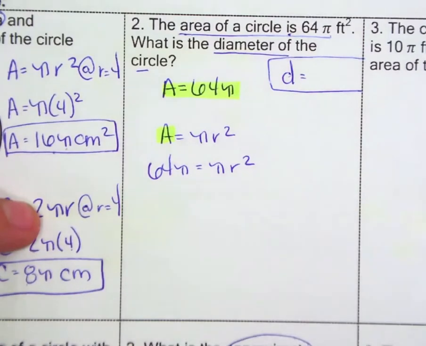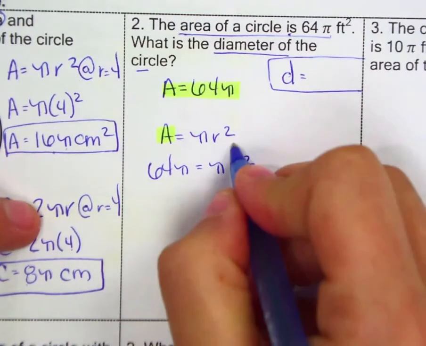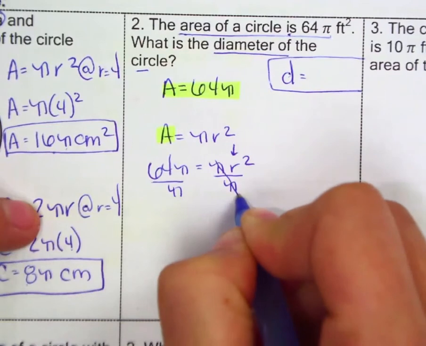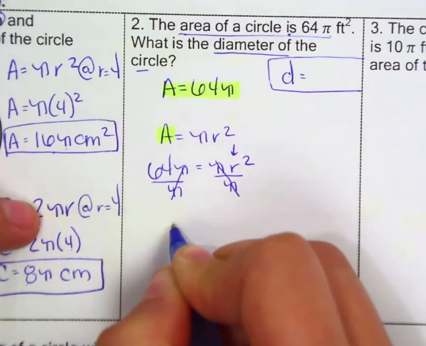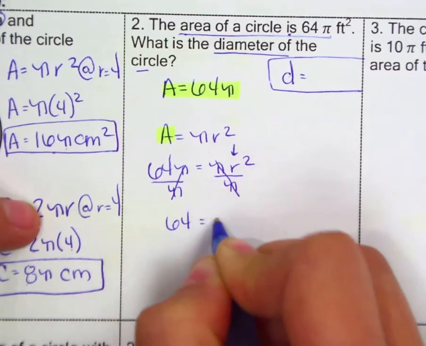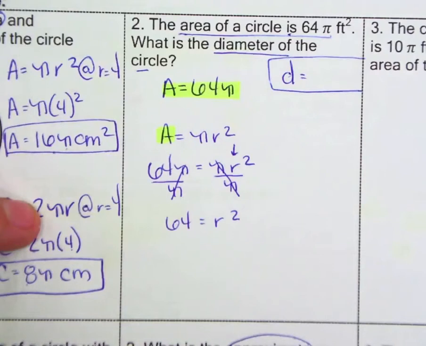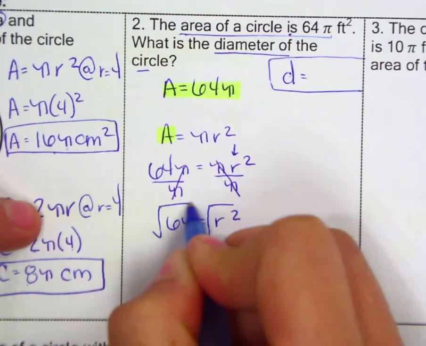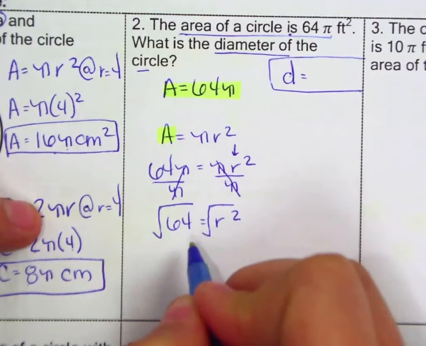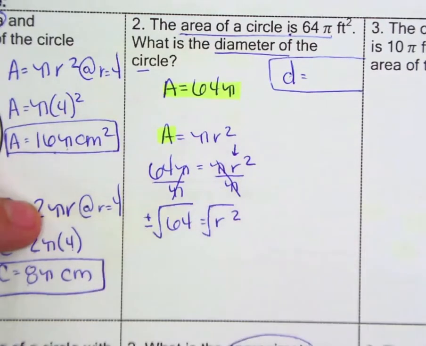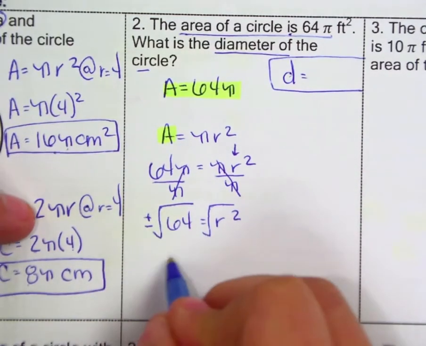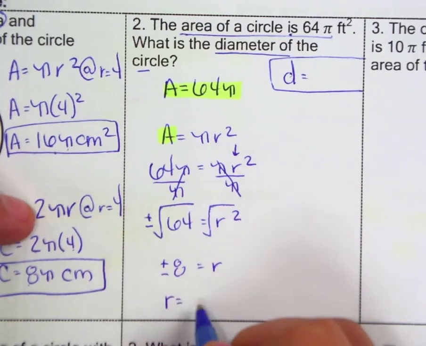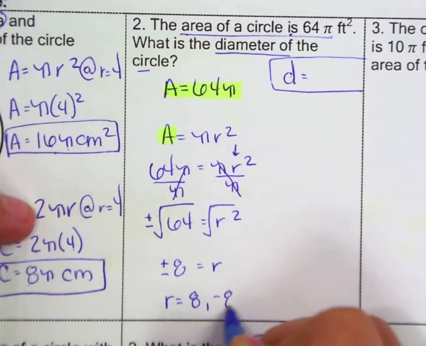All right. We need to isolate r. So we're going to divide both sides by pi. Pi divided by pi is 1. 64 equals r squared. We need to isolate r, so we're going to go ahead and square root both sides. Technically, when you square root as an inverse operation, you add plus or minus to it. And so plus or minus 8 is the radius. So the radius is either positive 8 or negative 8.